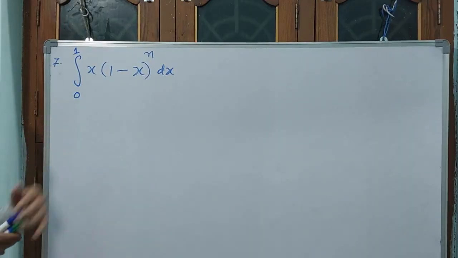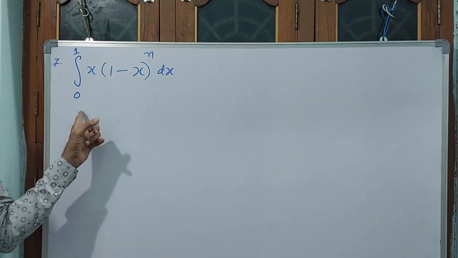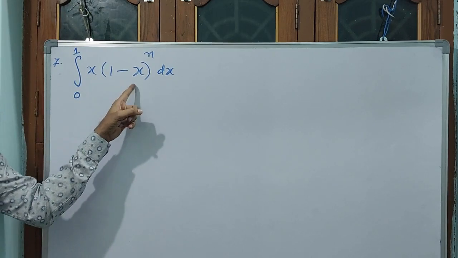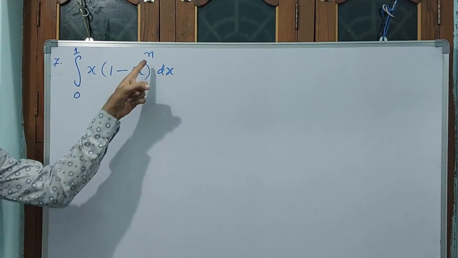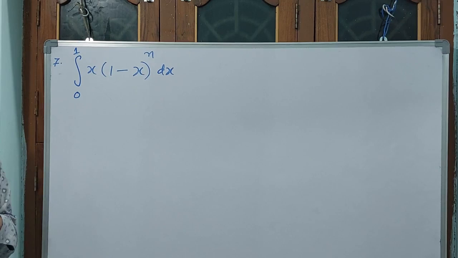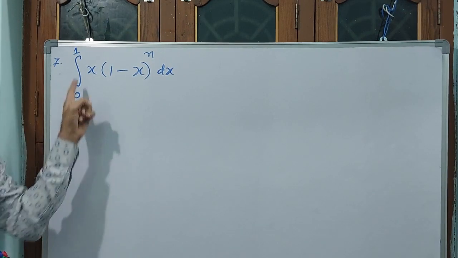Okay. See the seventh question. Integral 0 to 1 x into 1 minus x whole to the power of n dx. See here, n is how much we don't know. That you keep in your mind. That too, they are asking definite integral.